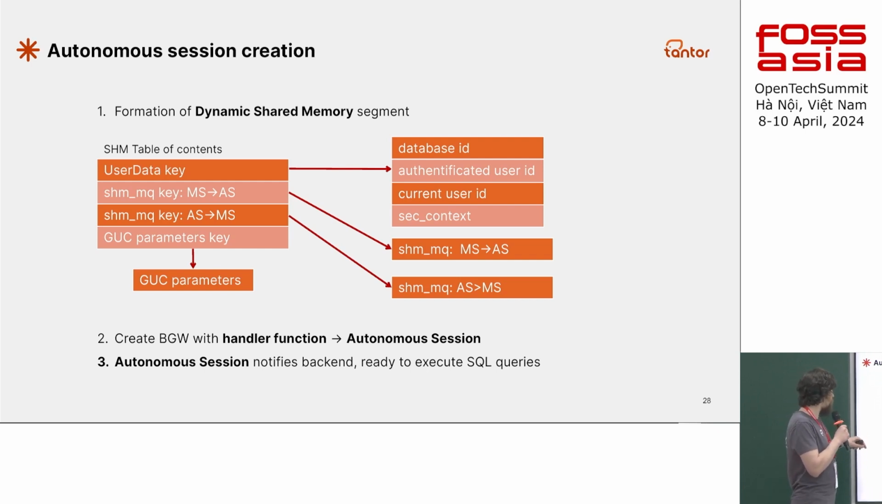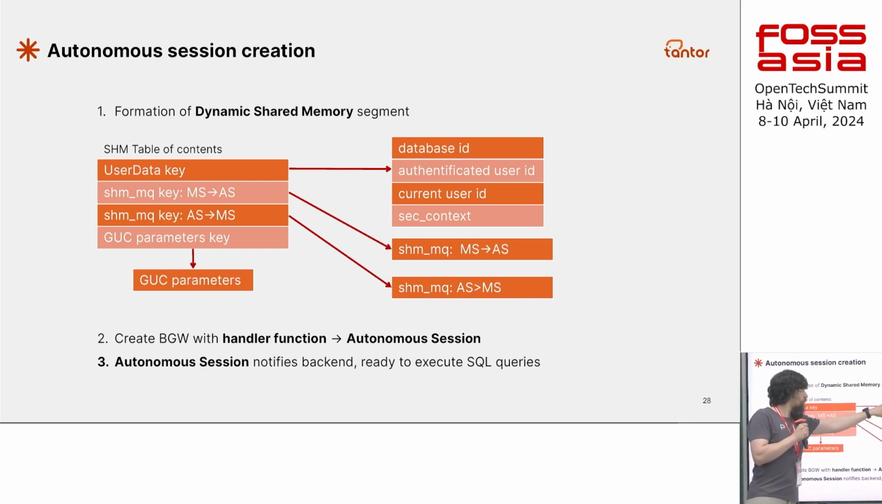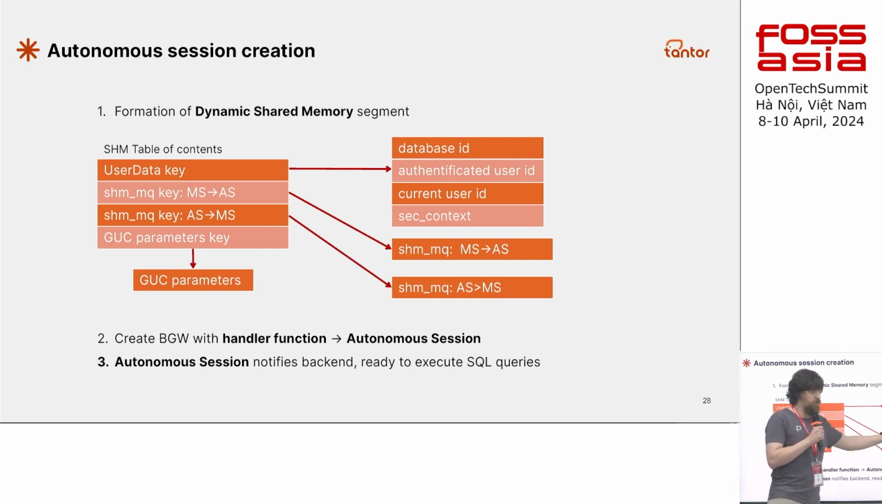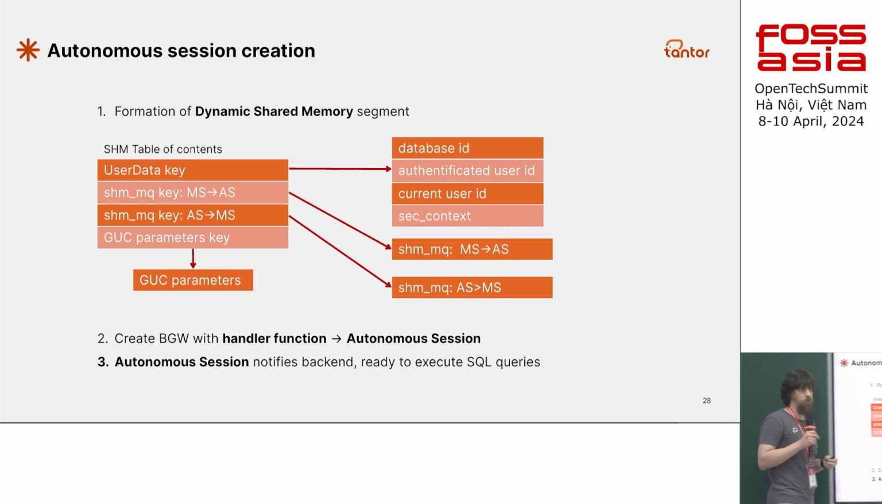We have 4 entities. User data, which contains some authentication information. Then we have 2 shared memory message queues through which communication between the main session and the autonomous session will happen. And then the settings of the main session that are used in the autonomous session. So we have such a segment, then we launch a background worker and pass the handler function to it.